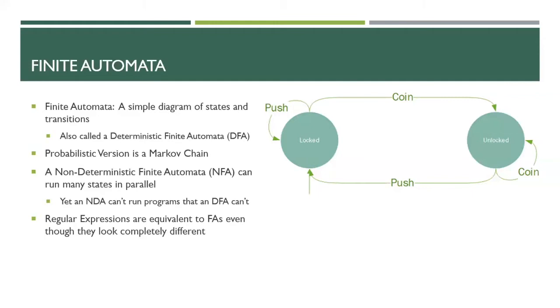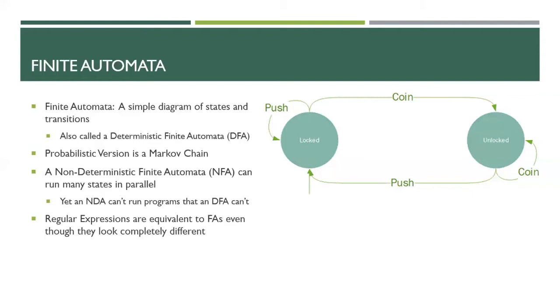Now, how is it that we know that a regular expression is equivalent to a finite automata? Well, that's an interesting question. Before I get to that, let me point out a few other things. There is a probabilistic version of a finite automata called a Markov chain, where you say if you're in this state, there's a certain chance you'll transition to this state, or a certain chance you'll transition to that state. There's a non-deterministic finite automata, and that name is misleading. It really just means you can be in many states in parallel, which makes it, at least theoretically, more efficient in how it moves through the program.